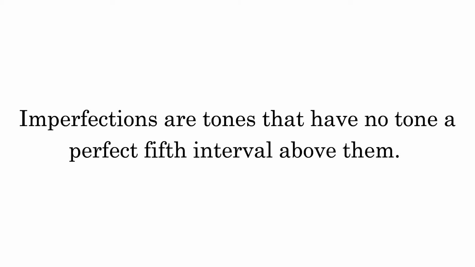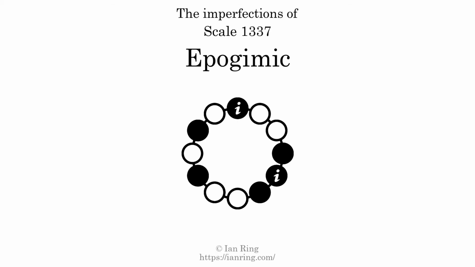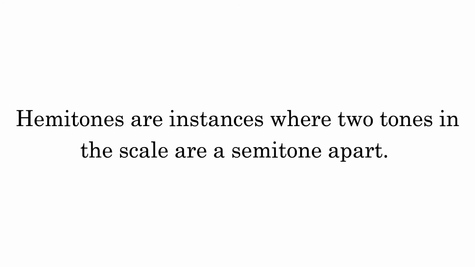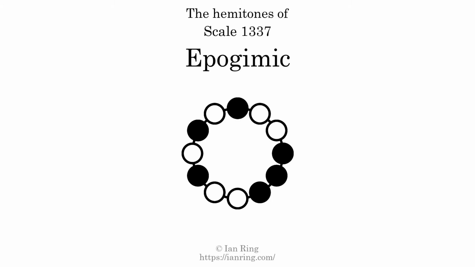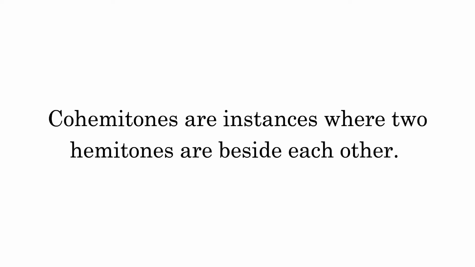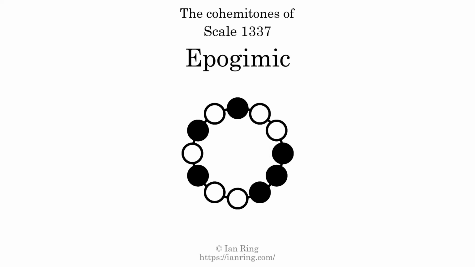Imperfections are tones that have no tone a perfect fifth interval above them. This scale has 2 imperfections. They are at positions here and here. Hemitones are instances where 2 tones in the scale are a semitone apart. This scale has 2 hemitones. They are at positions here and here. Cohemitones are instances where 2 hemitones are beside each other. This scale has 1 cohemitone.